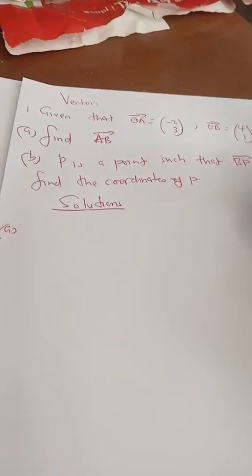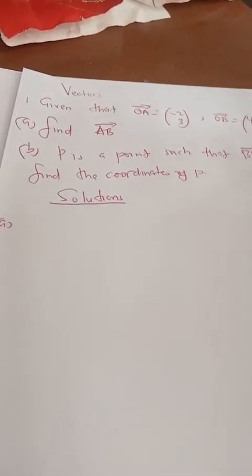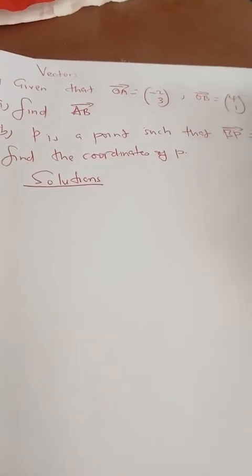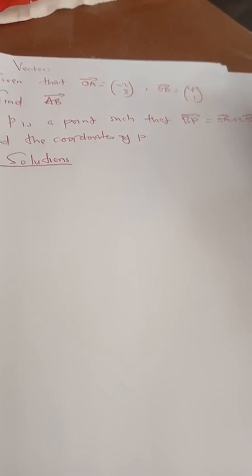We want to look at the concept of vectors. Specifically looking at the given question there, which reads: given that OA equals -2, 3 and OB equals 4, 1, find AB.